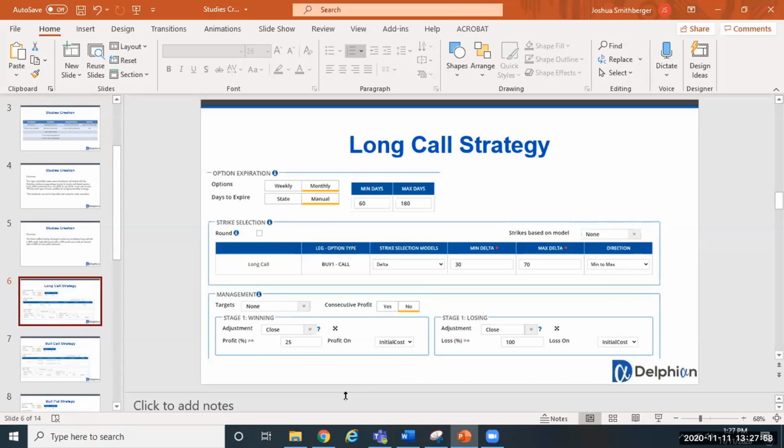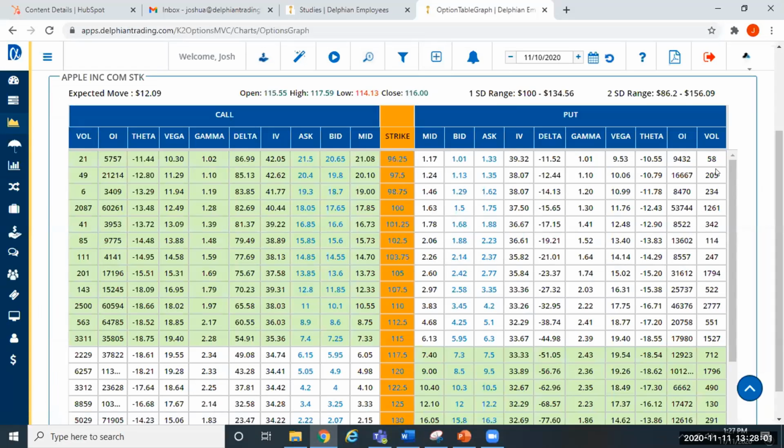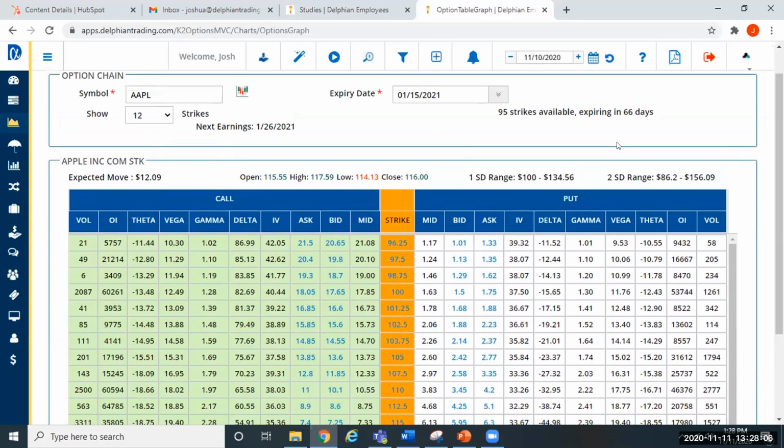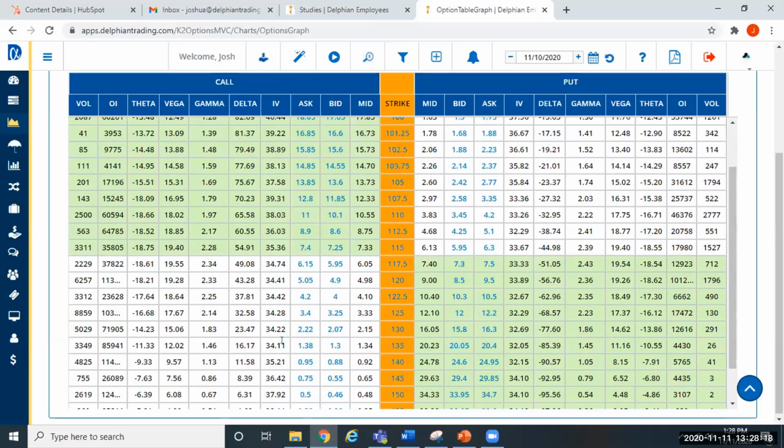So what I'll show you in the system real quick here. If we pull up Apple, and if I was going to do a long call, just say that the trigger came out today. This is the expiration that we'd use because it's at least 60. So that's the next available after 66 days. And then from there, we pick the 30 delta. Here's the delta column. The first available after 30 would be 32.58. So this would be the option that we would pick for that long call strategy.